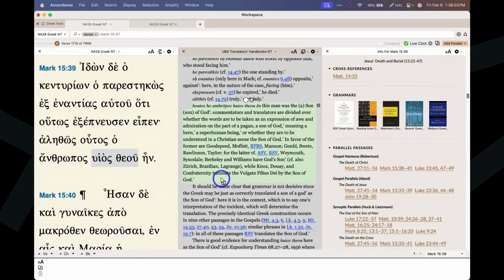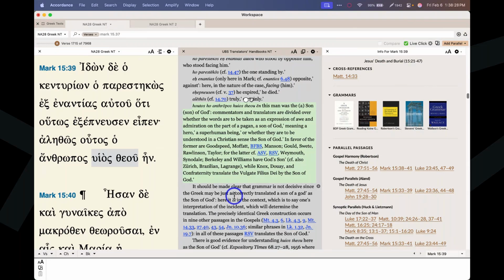This man was the Son, and then lowercase, of God. Commentators and translators are divided over whether the words are to be taken as an expression of awe and admiration on the part of a pagan, a son of God. So you still have capital G, but lowercase s, meaning a hero, a superhuman being, or whether they are to be understood in a Christian sense as the Son of God. And then it lists some different commentaries there.